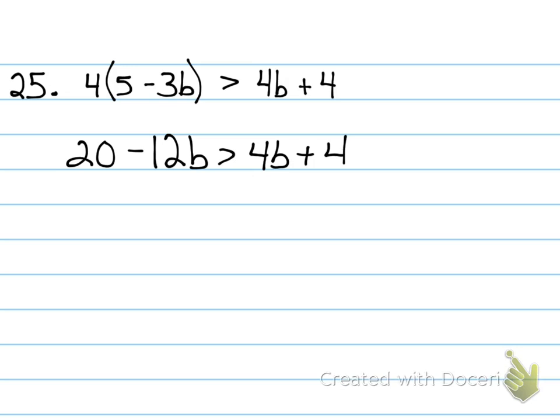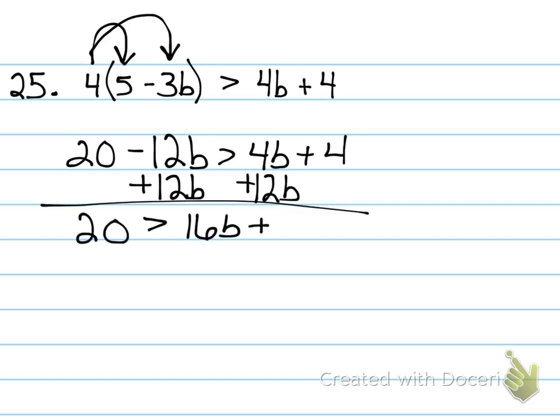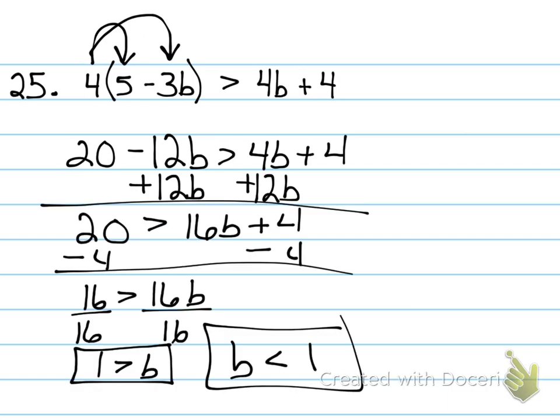Here's the important part, okay? You need to do distributive property first. So 4 times 5 is 20, and then 4 times negative 3b is negative 12b. Now, I look for what is my smallest variable. Negative 12b, so I do the opposite and add it, rewrite my equation, and now I move my number to the other side. And I get 16 is greater than 16b. So b is less than 1.